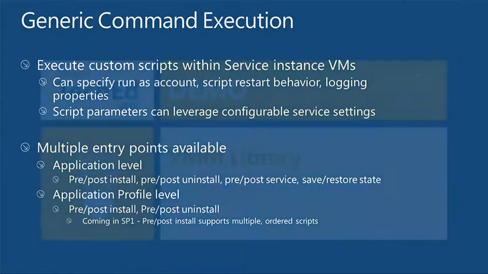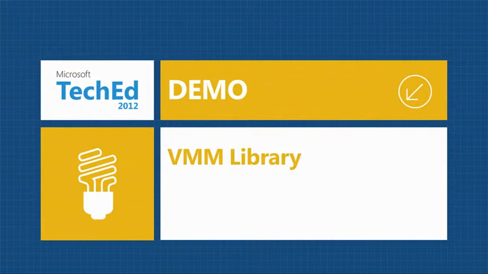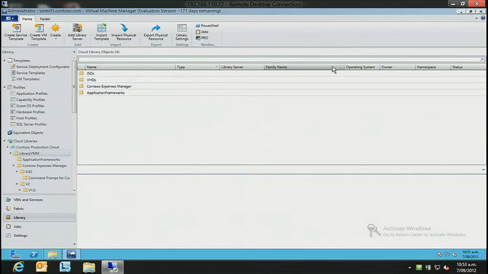So, I'm going to quickly run over the VMM library. Is anybody familiar with SCCM distribution points? Okay. It's pretty similar to that. It's just a network share. It's got a bunch of packages in it. You assign library environments to your private cloud environments. From there, they then look into that location and they grab the packages and the sources they need.